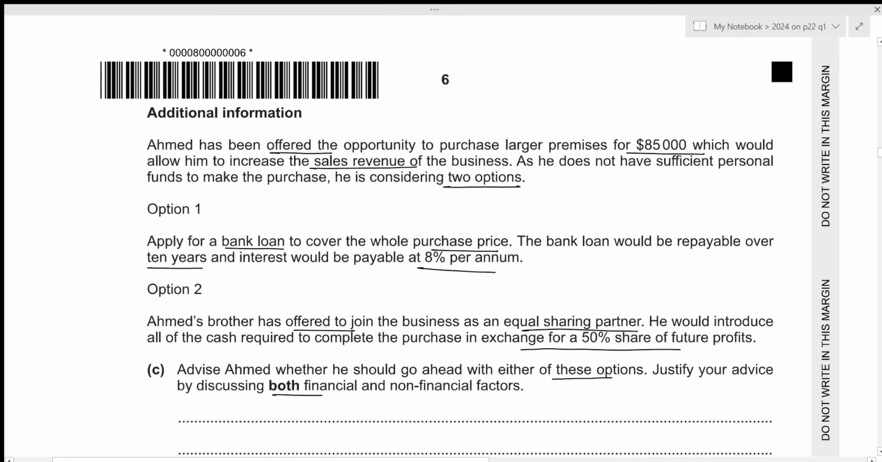So whenever you are writing down such advice questions, always reserve 1 mark for your final decision, then divide the remaining marks equally among your options. So in this case, 3 marks will go for option 1, which is the bank loan. Then the remaining 3 marks will go towards option 2, which is for partnership. Now, you need to write 3 points each, but you should not mention all disadvantages or all advantages. You should either write down 2 advantages, 1 disadvantage, or you should write down 2 disadvantages and 1 advantage. Let's start with option 1.